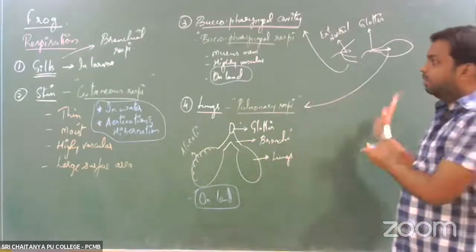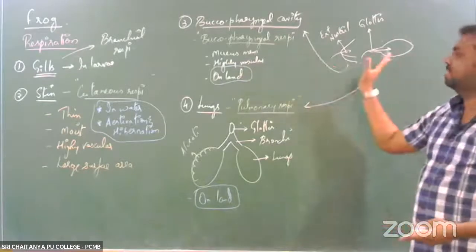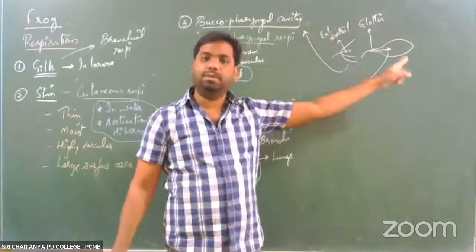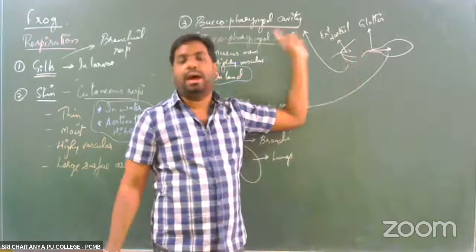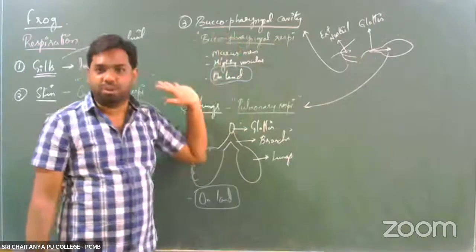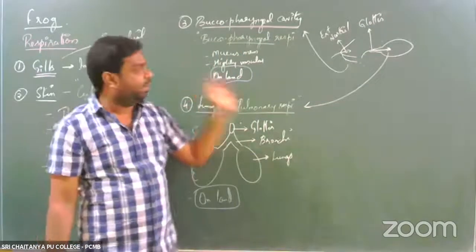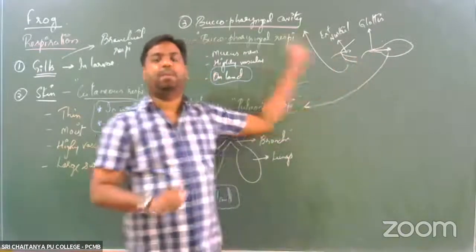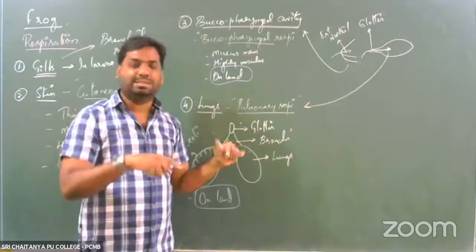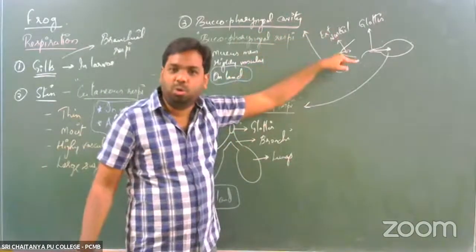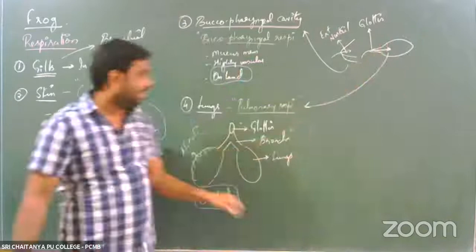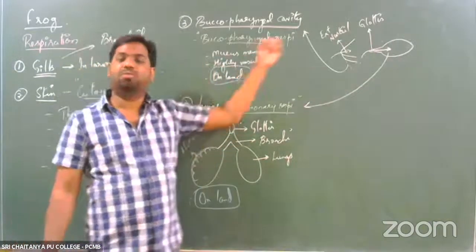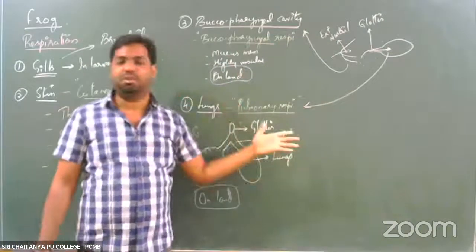So this is how things are happening. What you need to remember here: whenever the external nostrils open, the glottis is closed. At that point of time, buccopharyngeal respiration occurs. Making it very simple: whenever external nostrils are open, the glottis is closed, and at that time buccopharyngeal respiration happens. Second instance, whenever external nostrils close and the glottis opens, that is the time pulmonary respiration happens. So you need to remember these two terms: when exactly buccopharyngeal respiration takes place, and when exactly pulmonary respiration takes place.